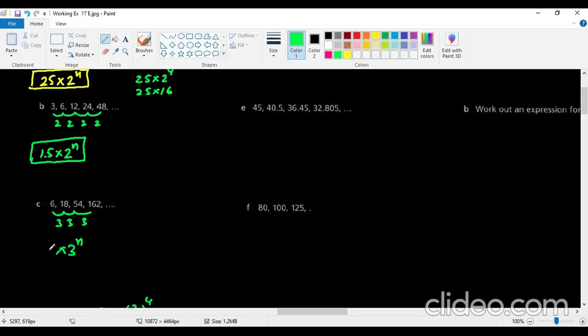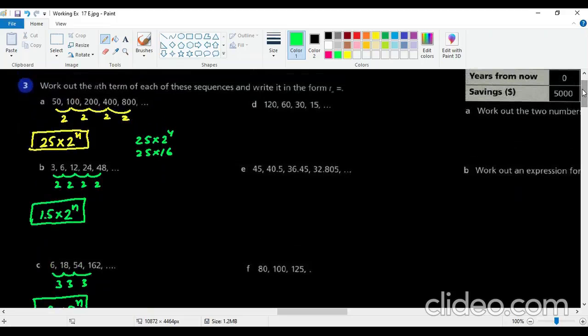I'll multiply by 2. So 2 to the power 2 times 3 to the power n is going to be the term rule, and make sure to test what you write here. Now comes part D. In here, I can see that 120 becomes 60 and 60 becomes 30 and 30 becomes 15. So the relation I can see is a half. Okay, 120 times 0.5 is 60, 60 times 0.5 is giving us a 30, and 30 times 0.5 is giving us a 15.